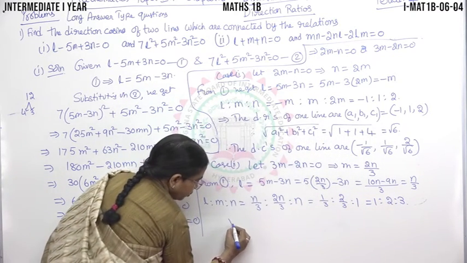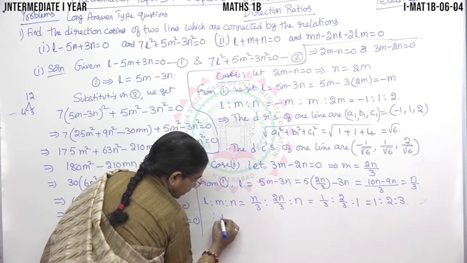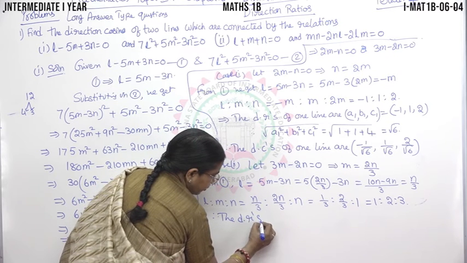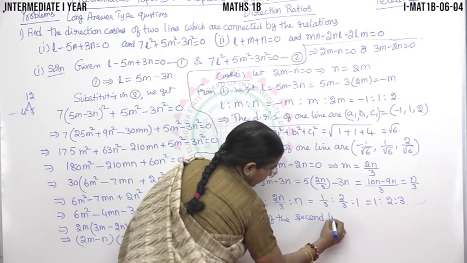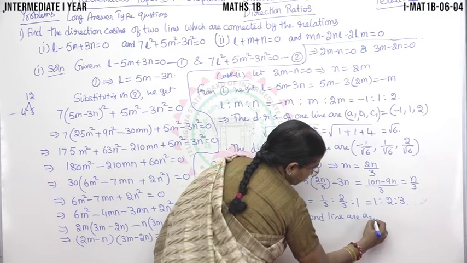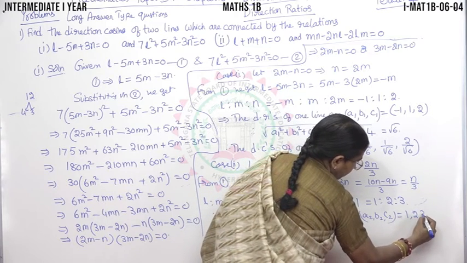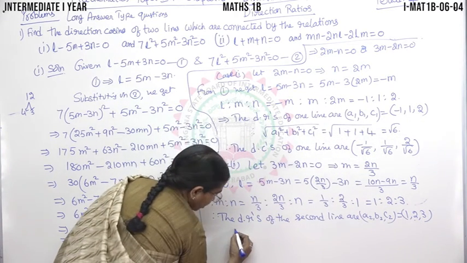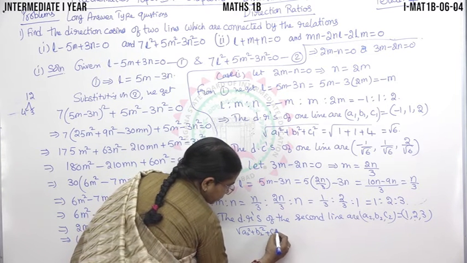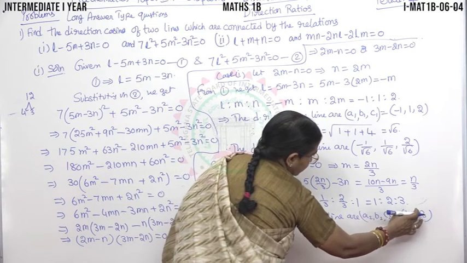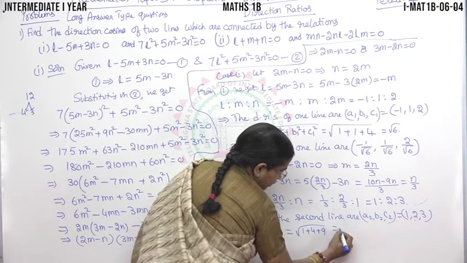Now you find out root of 1 square plus. So therefore we'll write, the direction ratios of the second line are A2, B2, C2 is equal to 1, 2, 3. Now just find root of A2 square plus B2 square plus C2 square. So that becomes 1 square plus 2 square plus 3 square. So 1 plus 4 plus 9. So that is root 14.